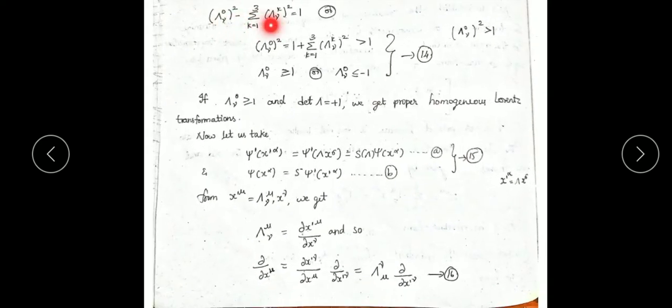And next, this was the thing we were having. So now lambda nu 0 whole squared could be written as 1, sending it onto that side, plus summation k equals 1, 2, 3 of a nu k whole squared. As a nu k whole squared is greater than 1, lambda nu 0 whole squared is greater than 1, so we would have 1 plus something like that.